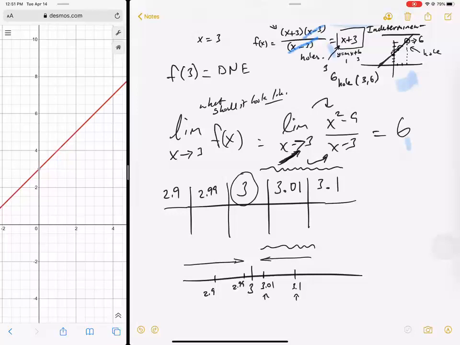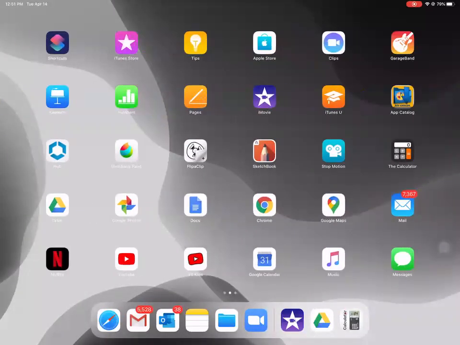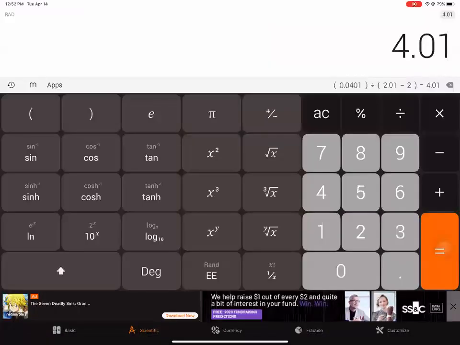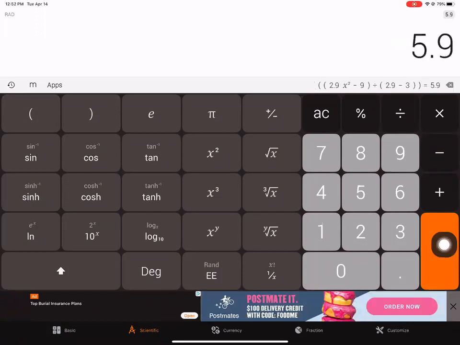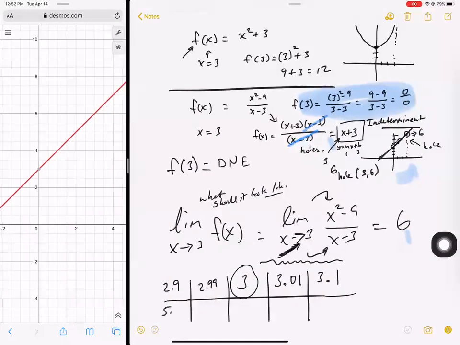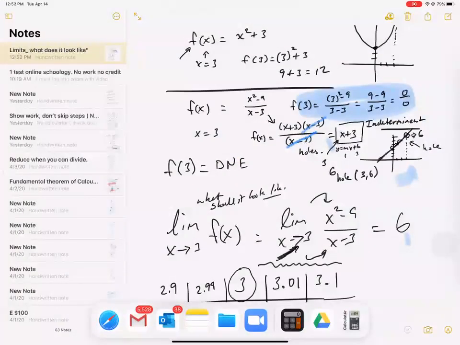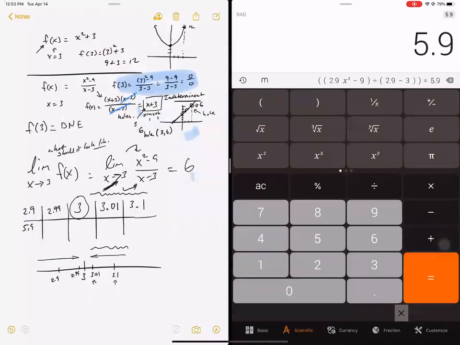Okay, so I'm going to switch over to a calculator now. This is kind of a terrible calculator, but we'll use this one here. If I take the problem and I say, x squared minus 9, let's do 2.9 first. Sorry. 2.9 squared minus 9, and we're going to divide that by parentheses 2.9 minus 3. My answer is 5.9. Let's write 5.9 in. Okay, we're going to keep on going, and you can follow along.